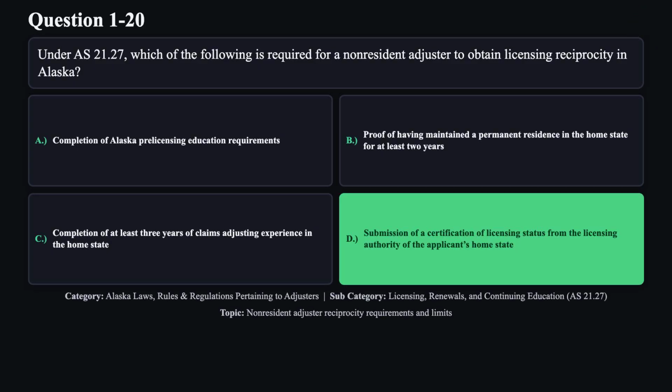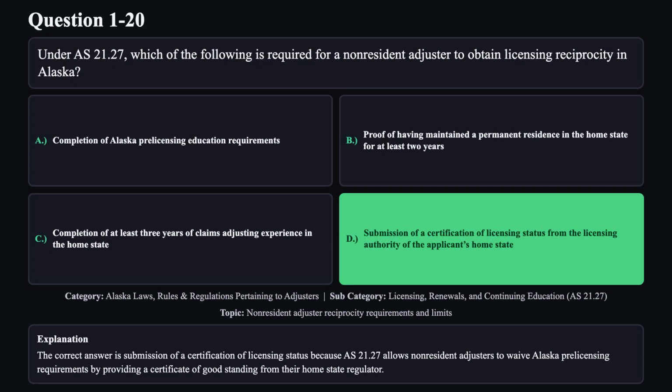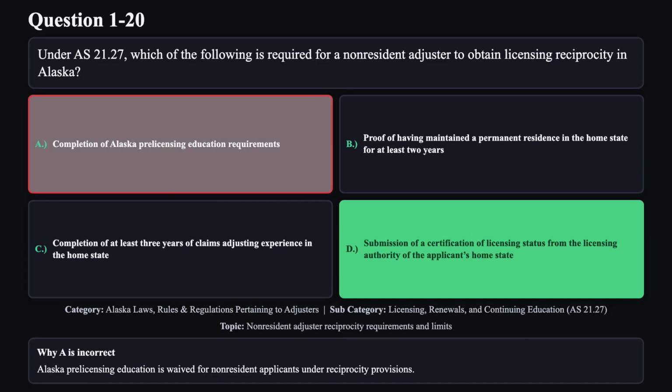The correct answer is D. The correct answer is submission of a certification of licensing status because AS21.27 allows non-resident adjusters to waive Alaska prelicensing requirements by providing a certificate of good standing from their home state regulator. Reason A is not correct. Alaska prelicensing education is waived for non-resident applicants under reciprocity provisions.